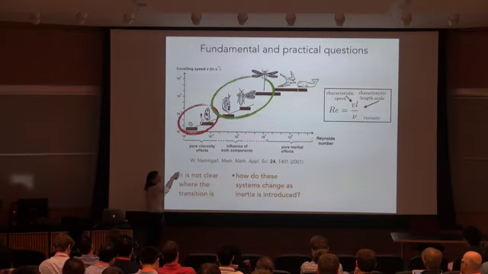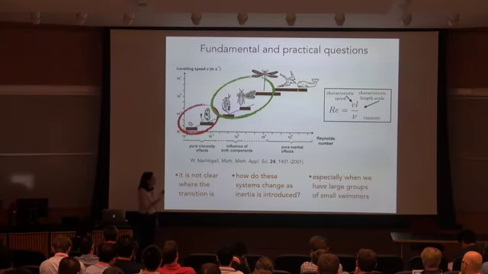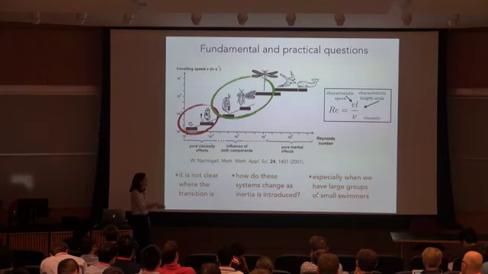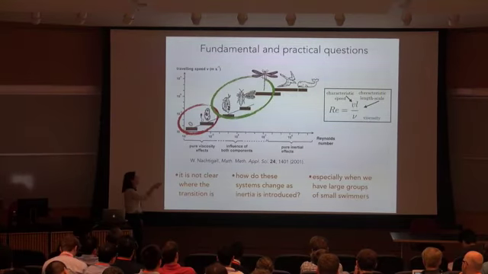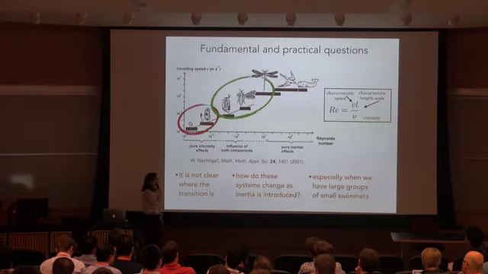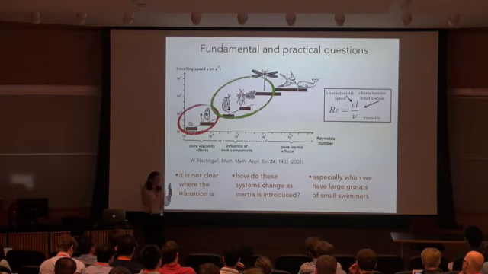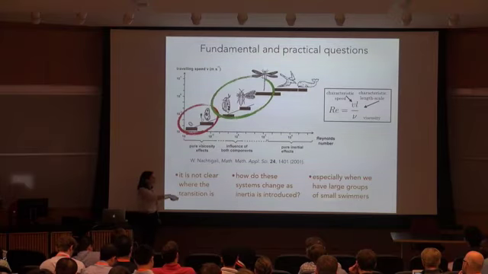So how do these low Reynolds number systems change as you increase inertia? I think this is a very important question when you consider organisms that perhaps are not the tiniest ones, but are somewhere here. What we're interested in, in active matter, is a large number of them. So when you have large groups of small swimmers, perhaps the relevant length scale is no longer that of the swimmer, but that of the group.